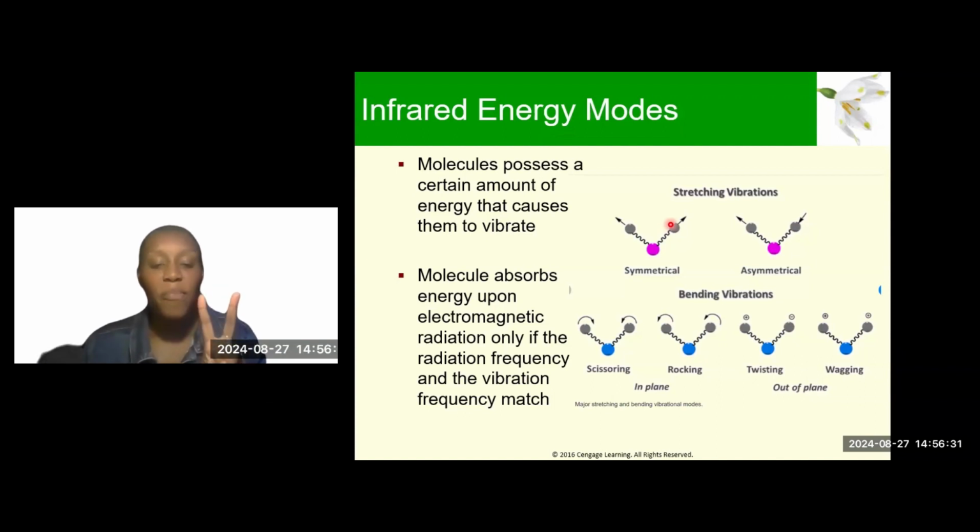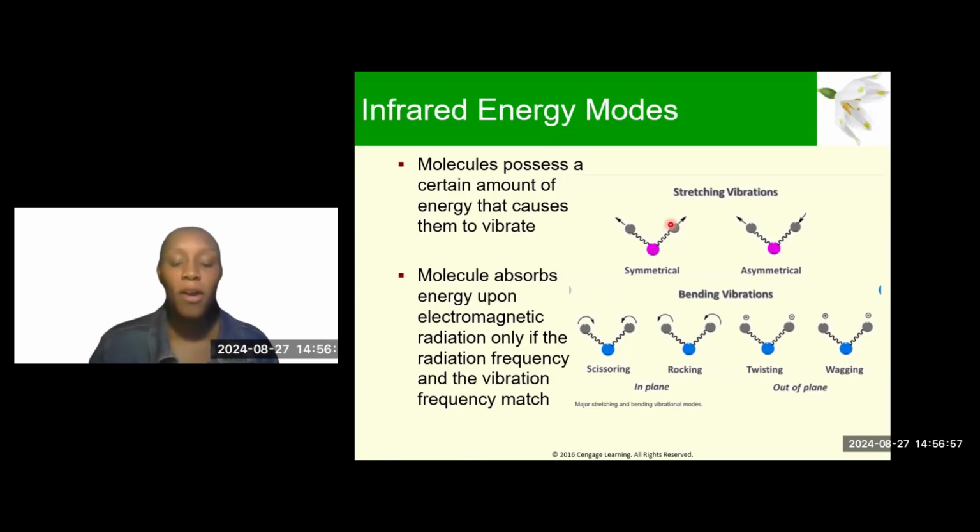Now, when they're moving out of plane, let's say one is going away from you and one is going towards you, that's called twisting. So they're kind of twisting out of plane like this. When they're both going together, away and towards you, that's called wagging. All right. And so these are the different energy modes that can happen.